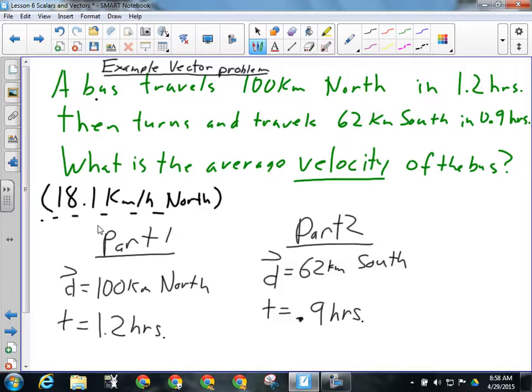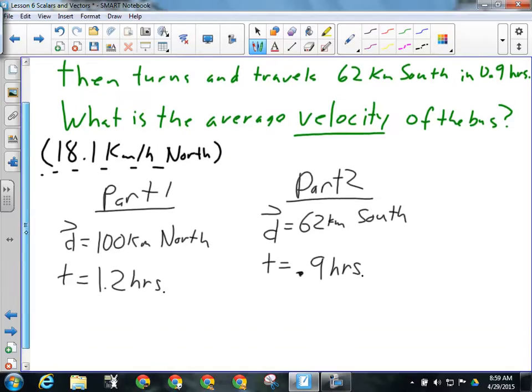The question wants average velocity. Yesterday when we found average speed for a trip with more than one part, we solved it by going total distance divided by total time. Since I said there's essentially not any difference mathematically here, are we going to be looking at total displacement over total time? Yes, we are. That's what velocity is, right? Velocity is displacement over time. When it's average velocity, it's total displacement over total time.